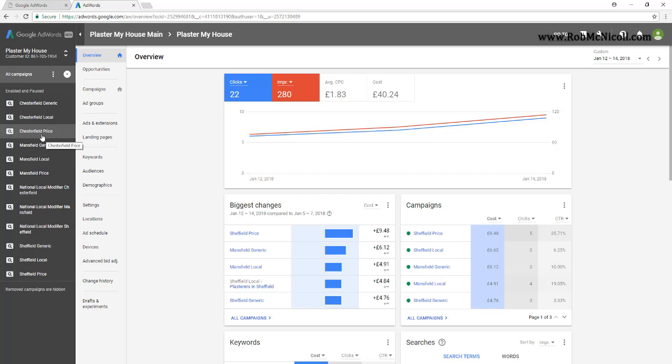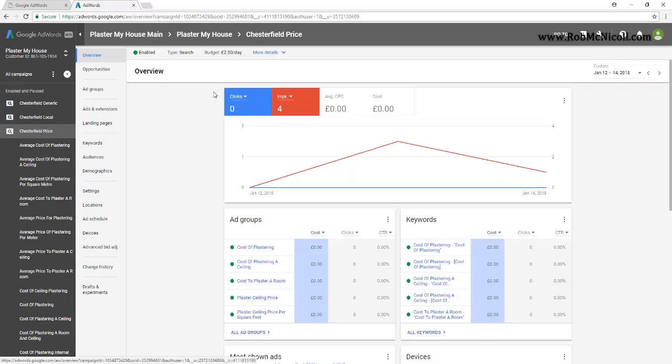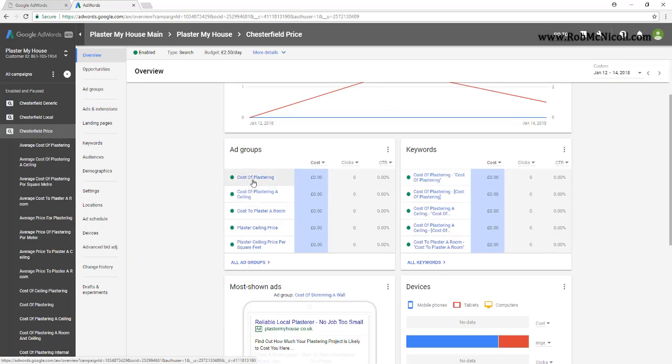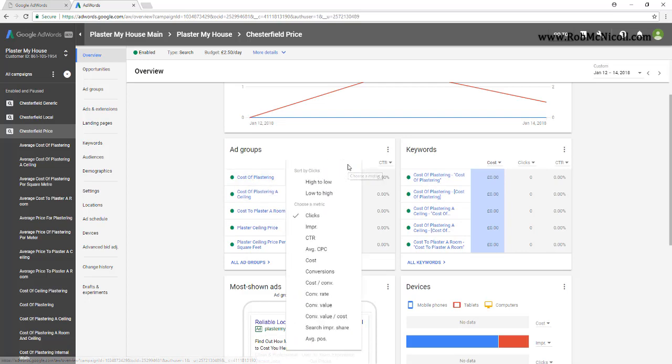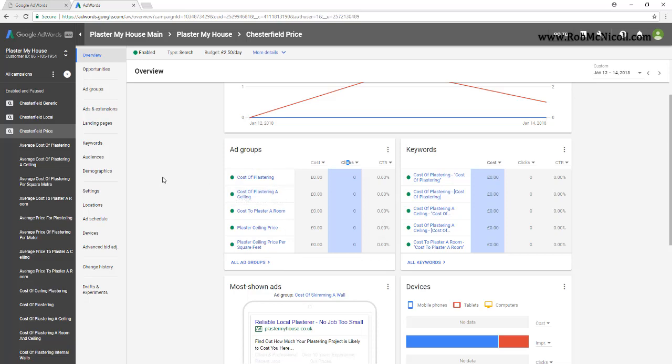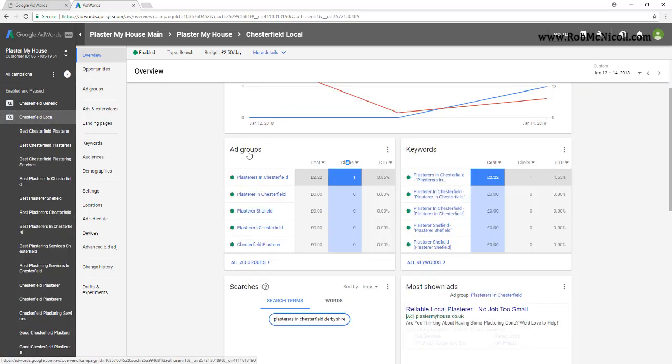And underneath one of these, if I click on the campaign here, it will then go in and give me an overview, and you can see I've got ad groups here. So cost of plastering is an ad group. If I organise these by clicks and do high to low, see if we've got any. We haven't got any actual clicks in this particular one, so let's do it for local. There we go. This gives you an idea of one here. So you've got your ad groups and you've got your keywords. Now I have associated an ad group per keyword, so you can see it costs for one click £2.22.